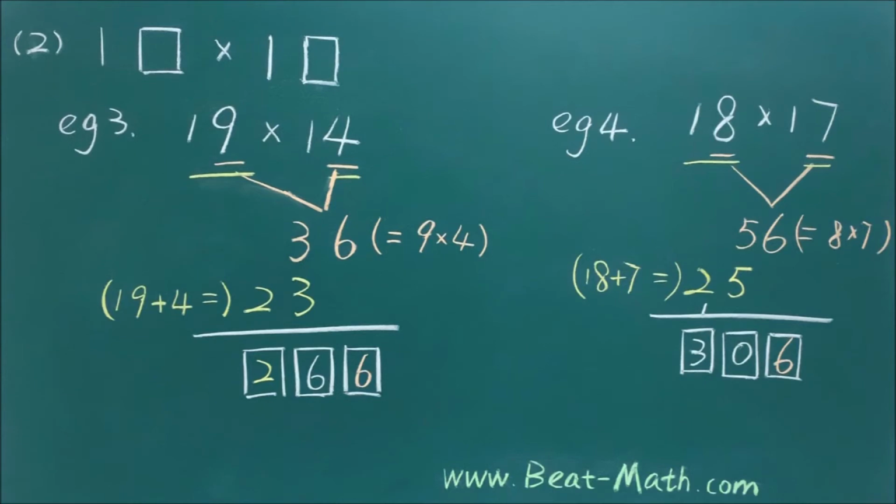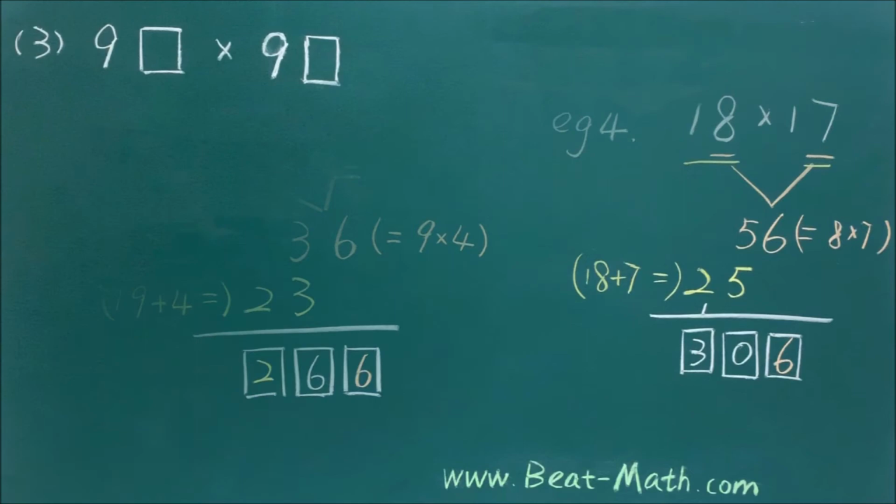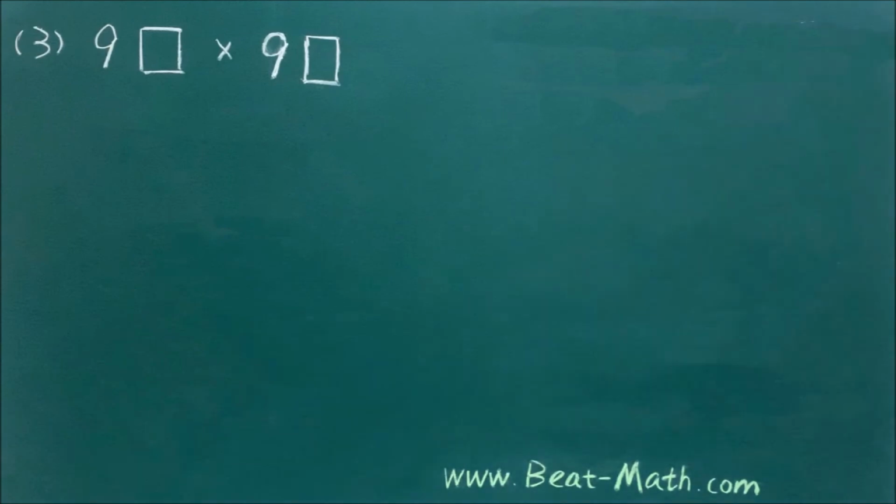Now we're all done. Until now, we've just solved the problems with relatively small numbers. What if the numbers are bigger? Don't worry, we have an amazing method for those numbers as well. Let's try to calculate 95 times 93 together.